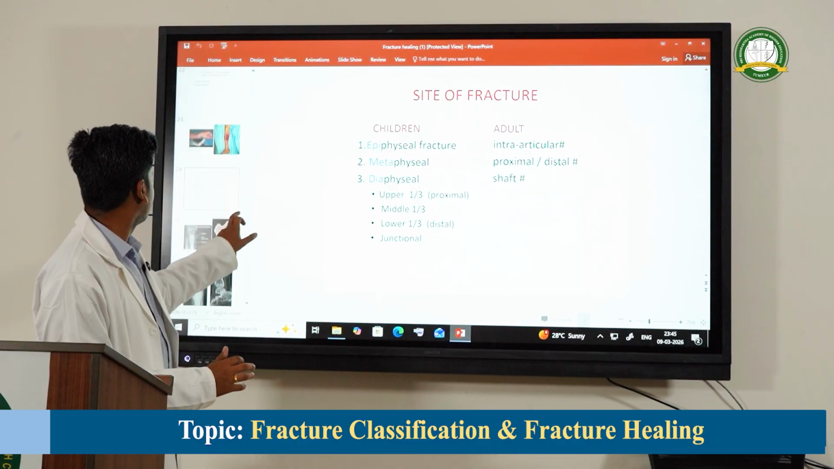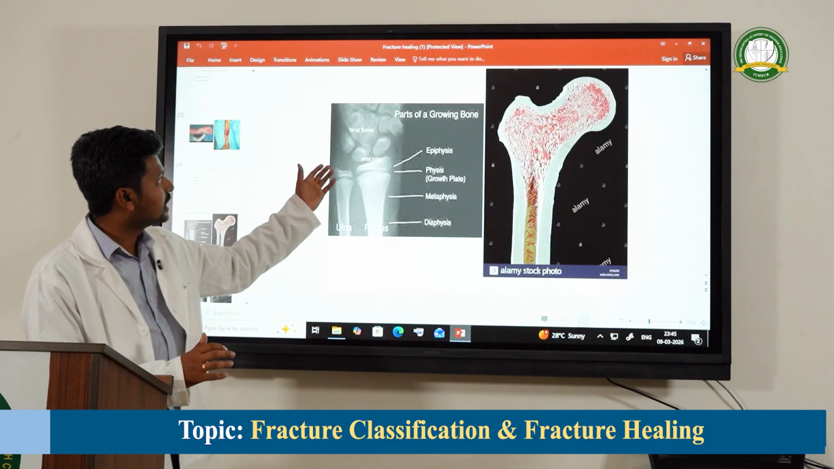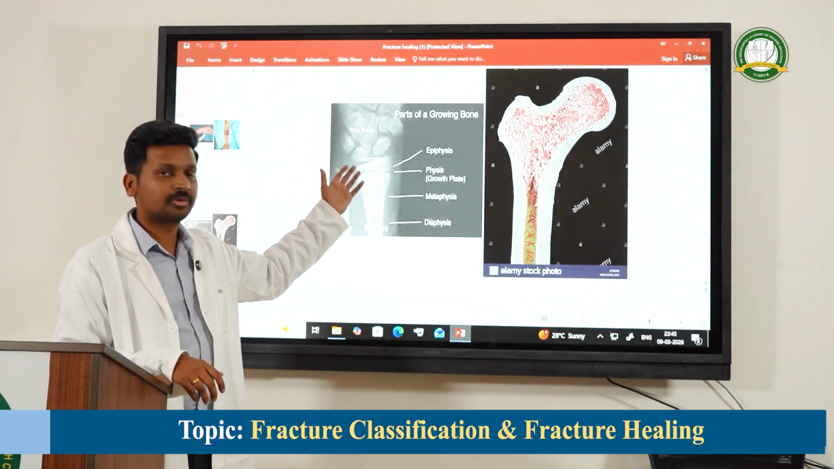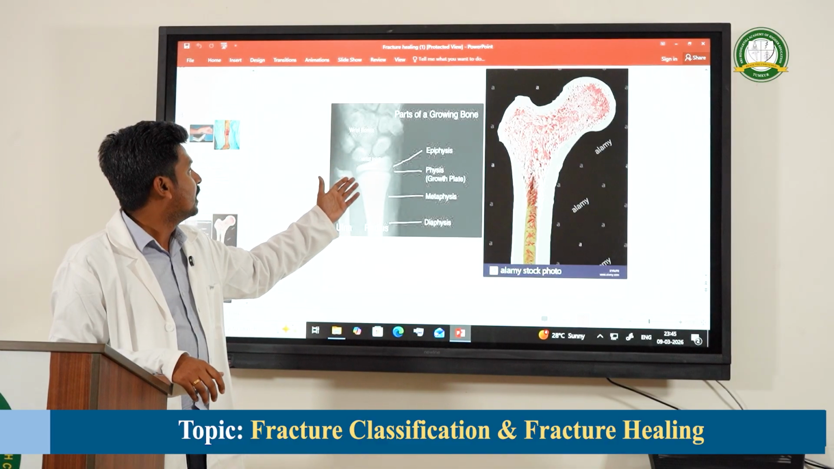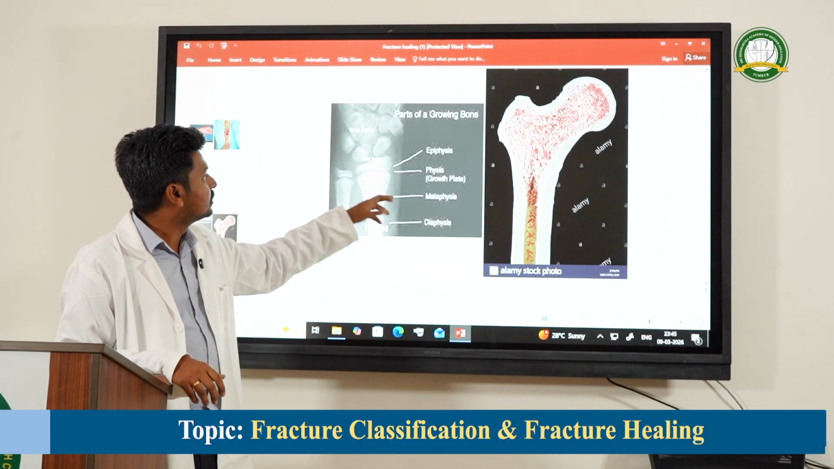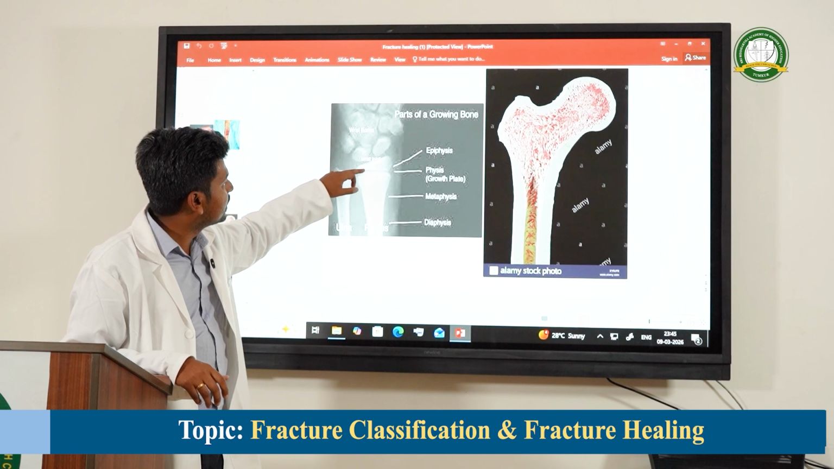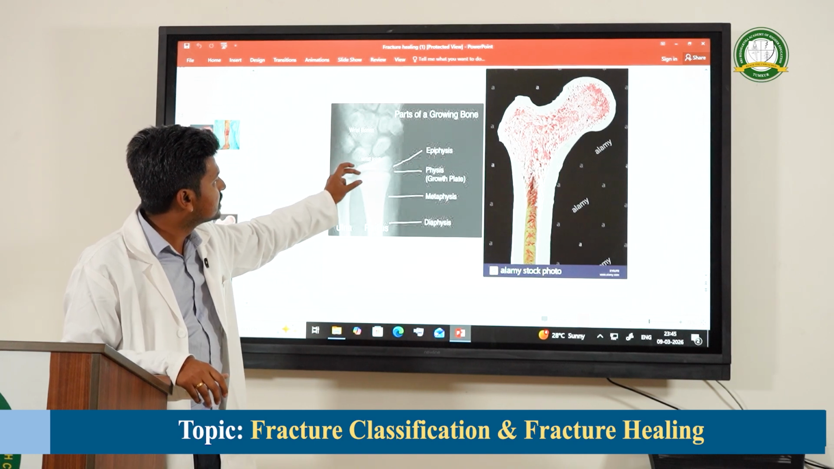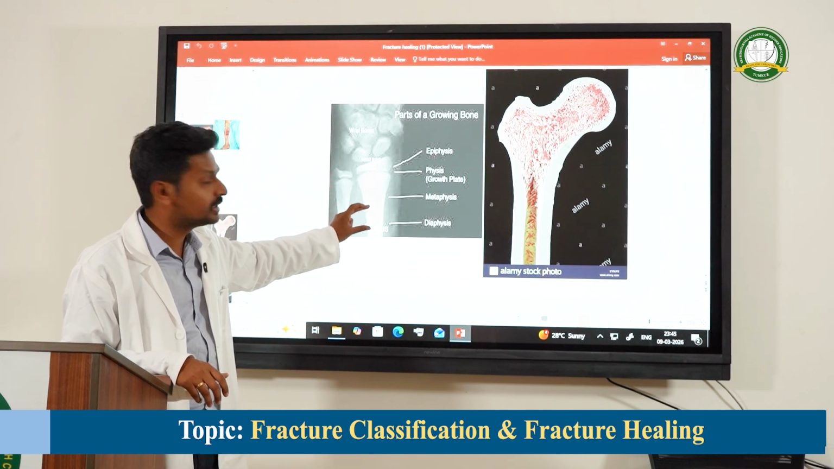So here are a few examples. These are the parts of the growing bone. This is a pediatric bone showing the distal end of radius, ulna and the wrist joint. This is the epiphysis, this is the physis, the transparent line. This part is the metaphysis and this is the diaphysis.